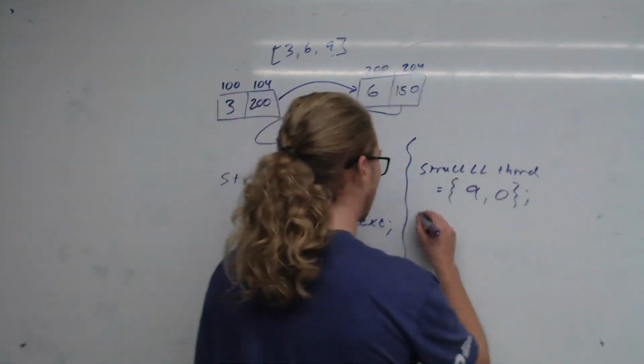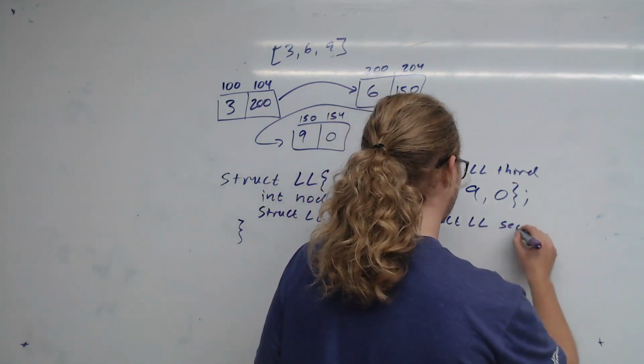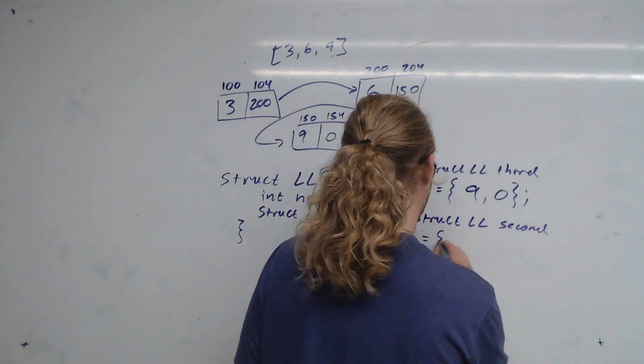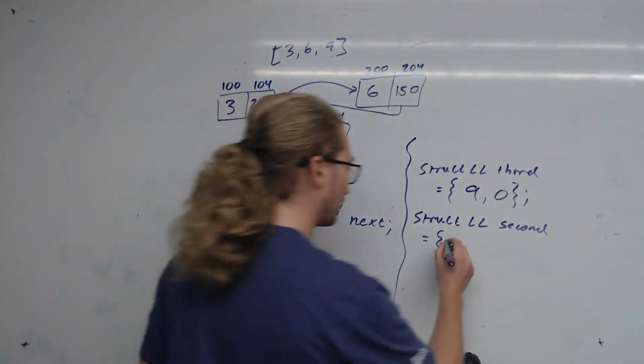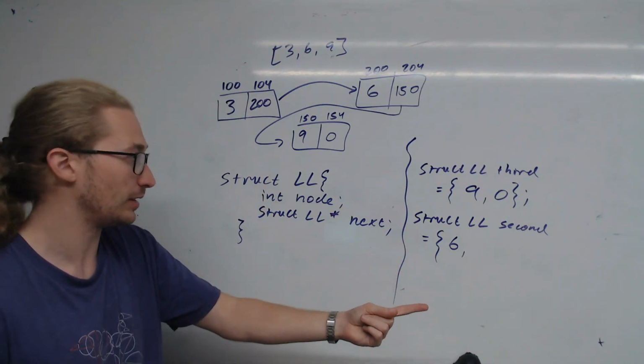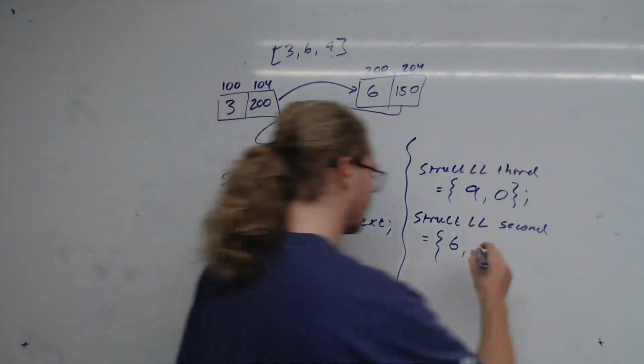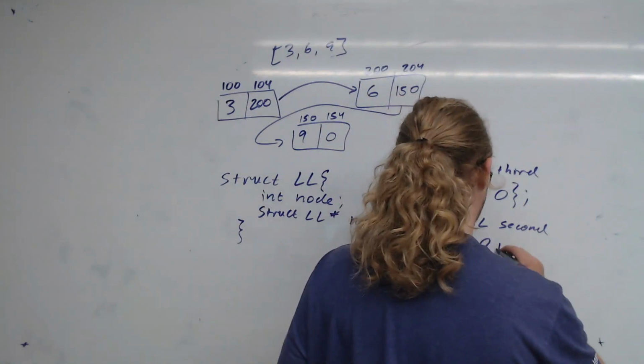The second to last element, struct LL second, will contain the number 6, and it will also contain a pointer to the next element. It will contain the address of where third lives, which I can write as ampersand third.